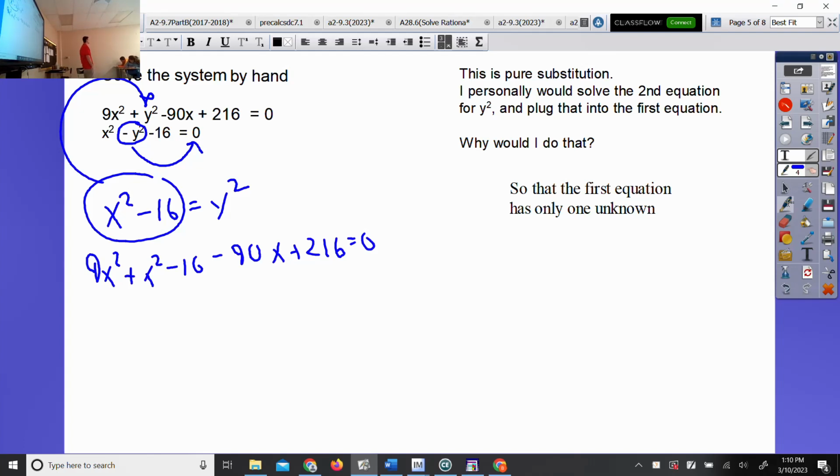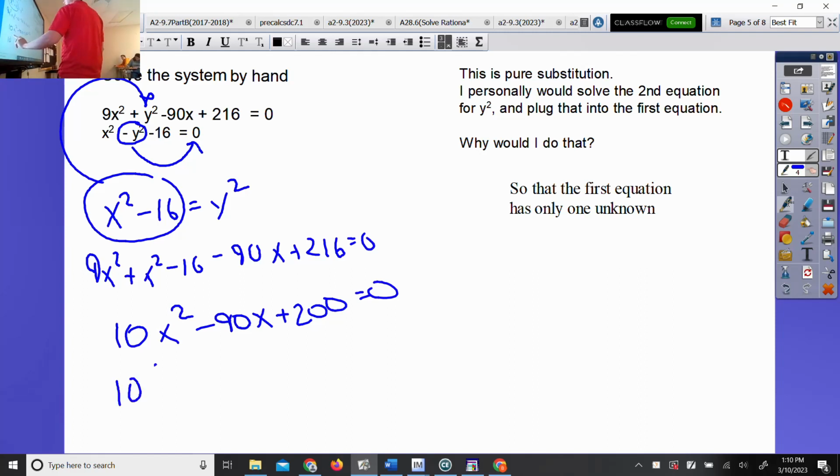By like terms, how many x squared do you have? How much x? And what's the constant? 200. What might make your life easier? Pull the 10. It is division. I say pull, it's division. Just never divide it out. What's left inside?